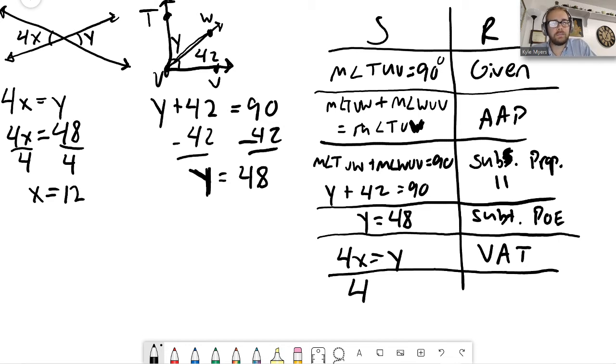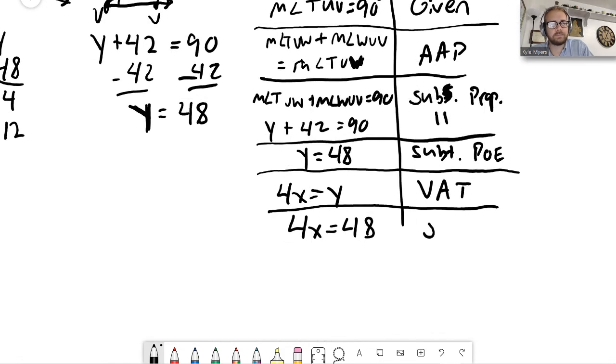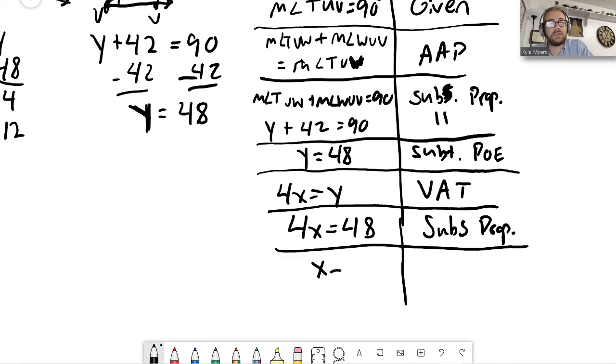And therefore, 4x equals 48. Again, this is subtraction property. I'm going to scroll up a little bit here. So, sorry, substitution property. And then I need to divide both sides to solve. Since I had to divide both sides to get this, that was because of the division property of equality, divipo, division property of equality.